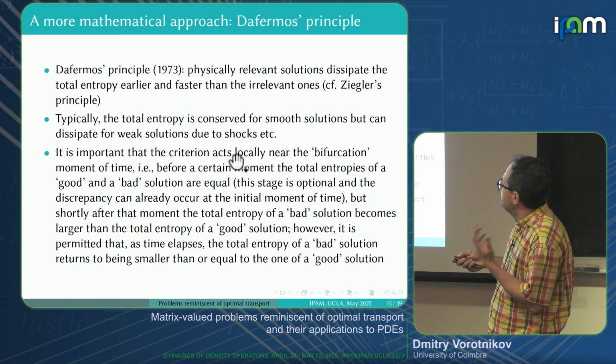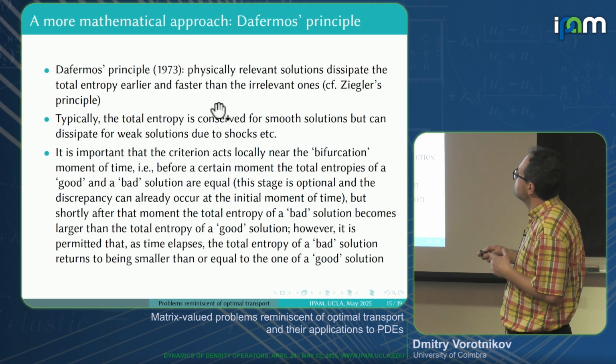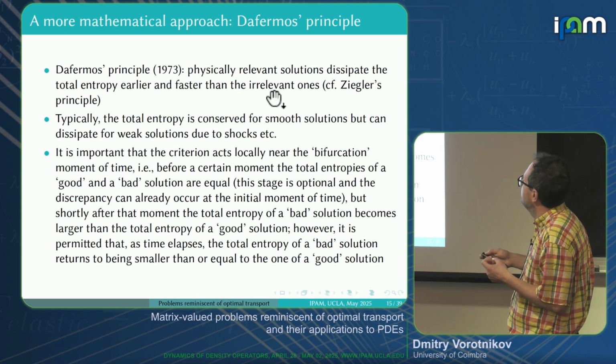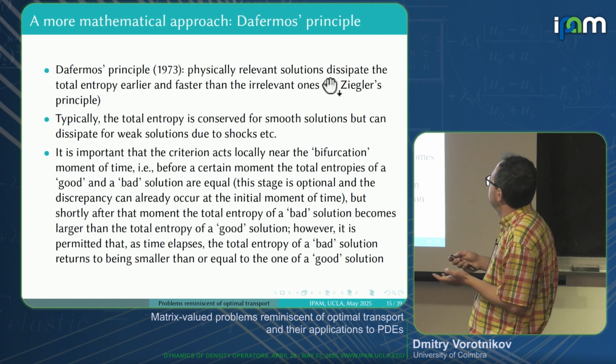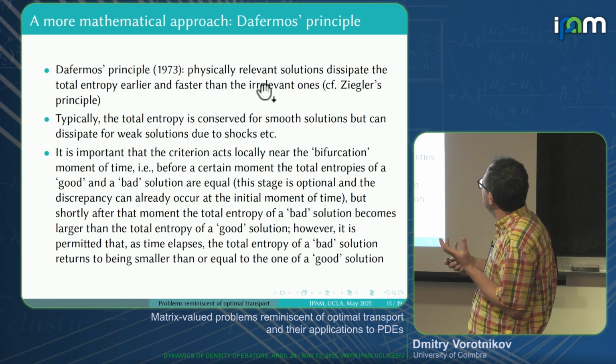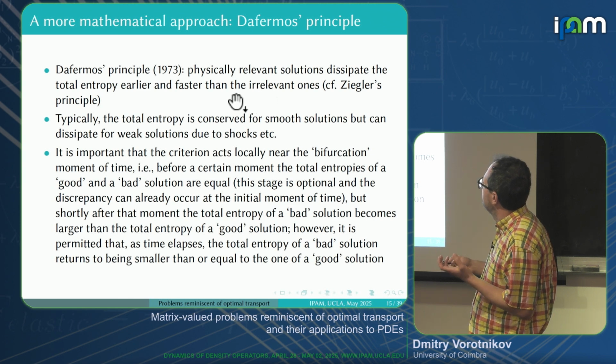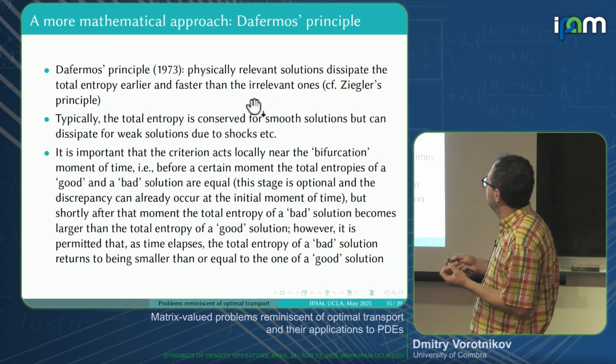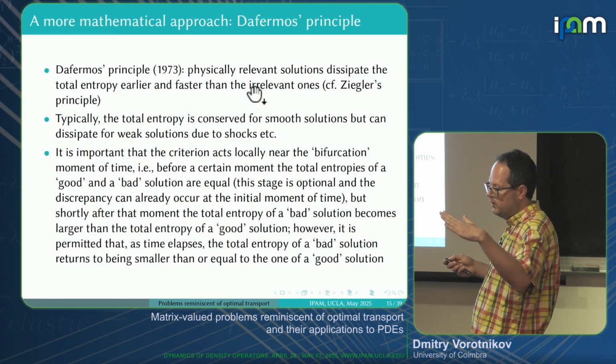In particular, one with more mathematical flavor is the so-called Dafermos principle, which is somehow similar to the Ziegler principle. So you select the solution which dissipates the total entropy earlier and faster than the other solutions. Earlier, what does it mean earlier?